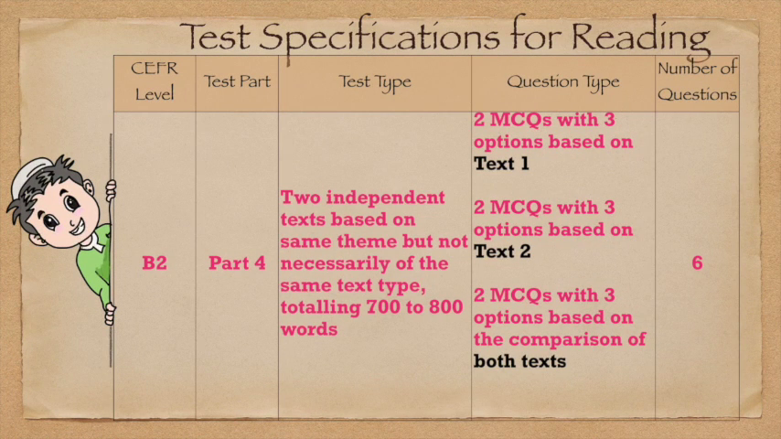For part 4, which is also B2 CEFR level, there will be 2 independent texts based on the same theme, but not necessarily of the same text type, totaling 700 to 800 words. The question type, there will be 2 MCQs with 3 options based on text 1, 2 MCQs with 3 options based on text 2, and 2 MCQs with 3 options based on the comparison of both texts. So the total number of questions is 6.